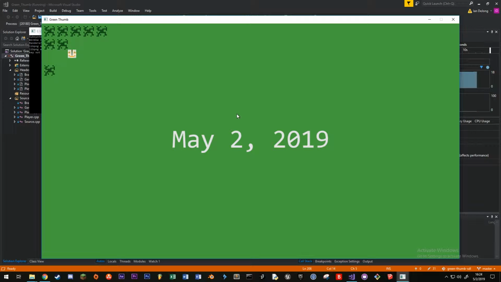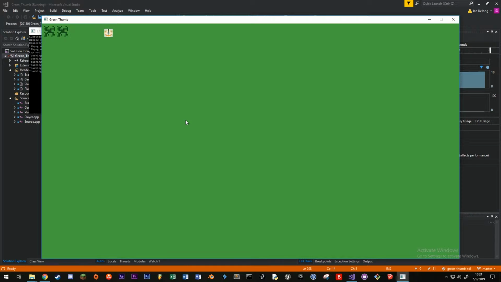Alright, so it's May the 2nd. I did a little bit of work last night off camera. I just put in some brambles. I mean, these are the beginnings of brambles. I have a plant class, a bramble class, and they have some hitboxes, and I can interact with them. So it's extremely basic, but that's progress.